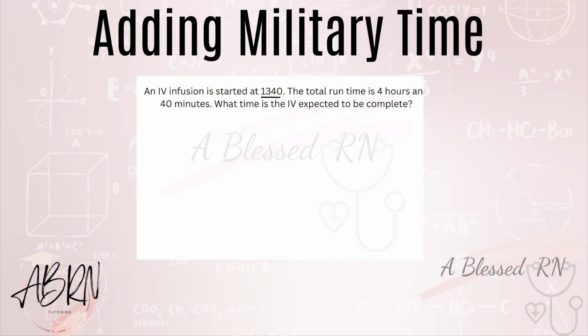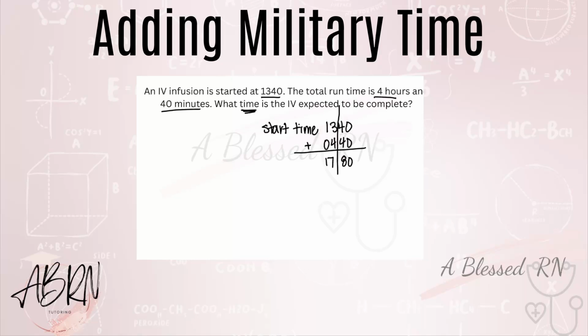Let's look at another. An IV infusion starts at 13:40. The total run time is 4 hours and 40 minutes. What time is the IV expected to be complete? So we start at 1340. I will add 4 hours to it. So my left side is my hours, my right side is my minutes. So 1440. So look, if we added that all together, 40 plus 40 is going to equal 80, right?